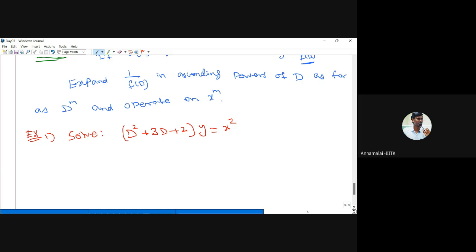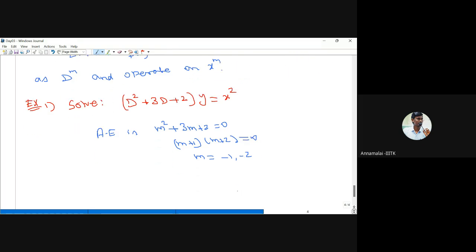Now the same way you have to find the complementary function. Therefore the auxiliary equation is m square plus 3m plus 2 equal to 0. So this is the sum of the roots, product of the roots. Therefore you will get (m plus 1)(m plus 2) equal to 0. Therefore m equal to minus 1, minus 2 are the roots. Since the roots are real and distinct, the complementary function is c1 times e power minus x plus c2 times e power minus 2x.